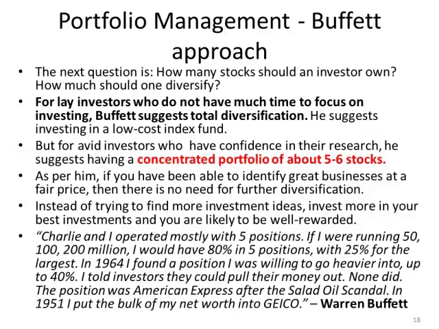So here is a quote. "Charlie and I operated mostly with 5 positions. If I were running 50, 100, 200 million, I would have 80% in 5 positions with 25% for the largest. In 1964, I found a position I was willing to go heavier into, up to 40%. I told investors they could pull their money out. None did. The position was American Express after the Salad Oil scandal. In 1951, I put the bulk of my net worth into Geico."